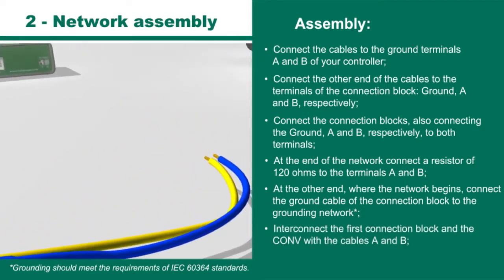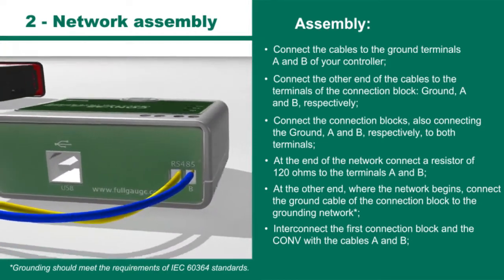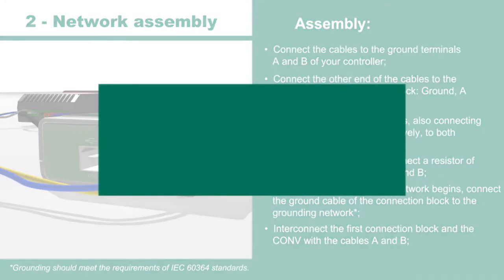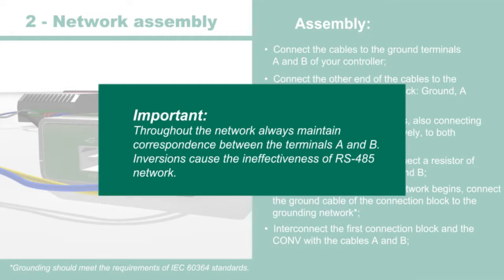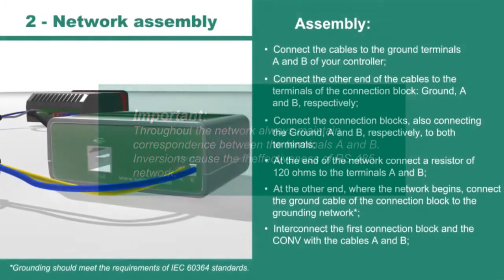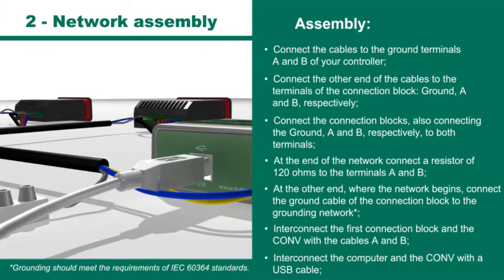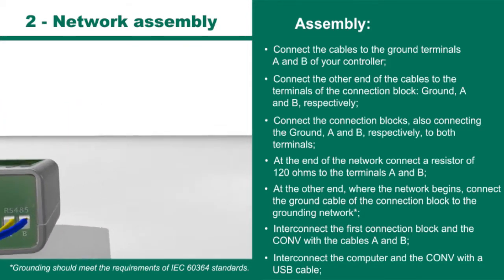Interconnect the first connection block of the Conv with cables A and B. Important: throughout the network, always maintain correspondence between the terminals A and B. Inversions cause the ineffectiveness of the RS485 network. Interconnect the computer and the Conv with a USB cable.